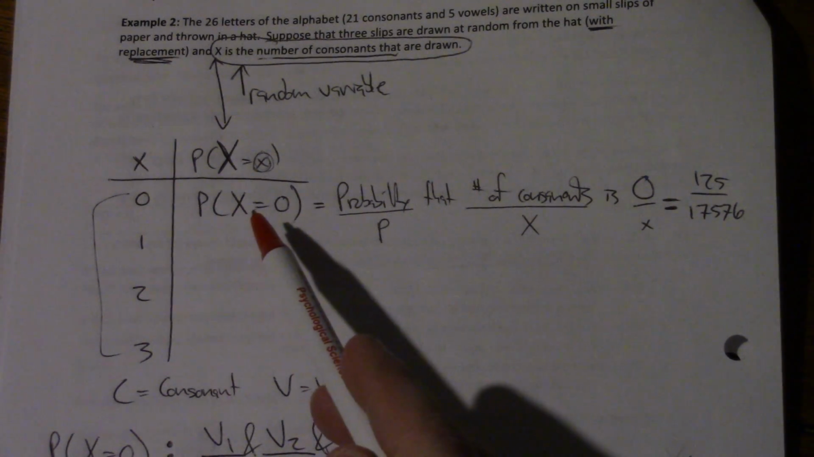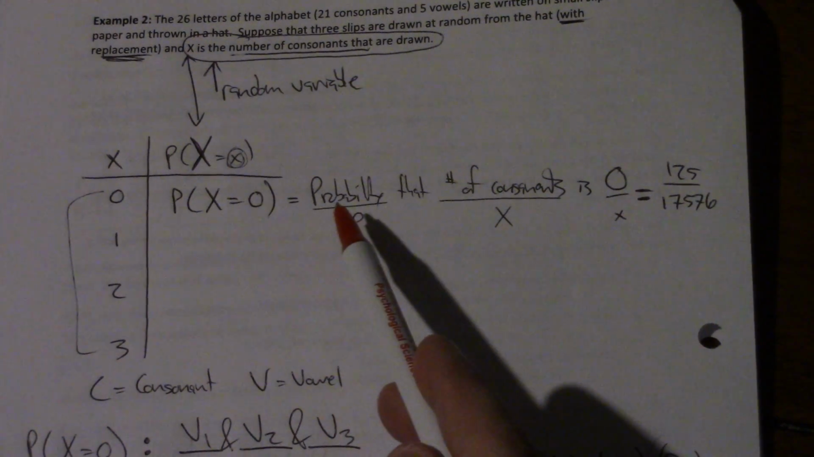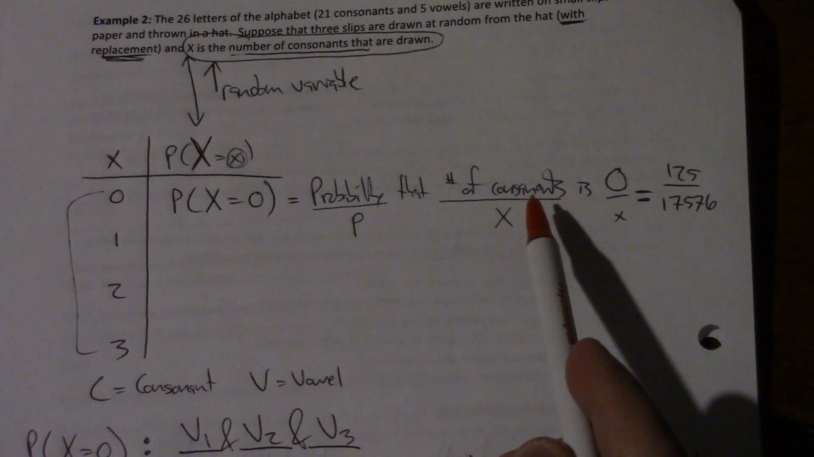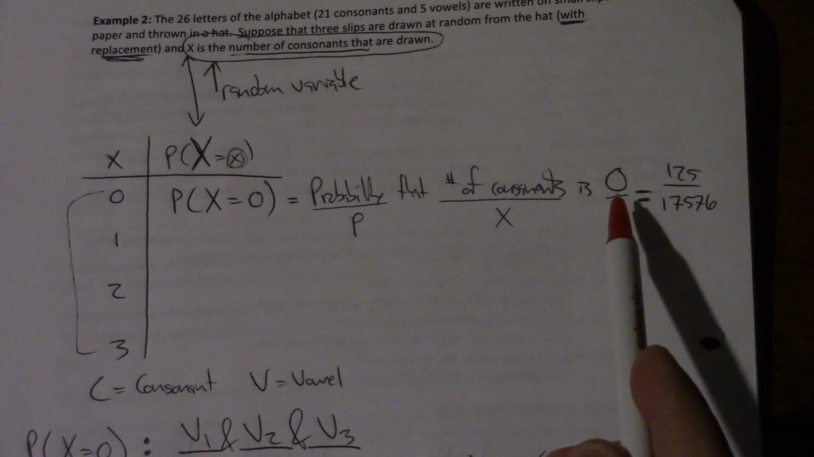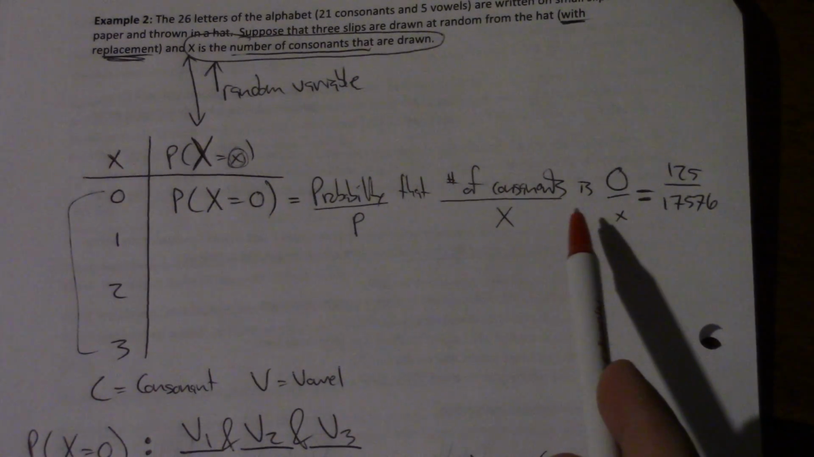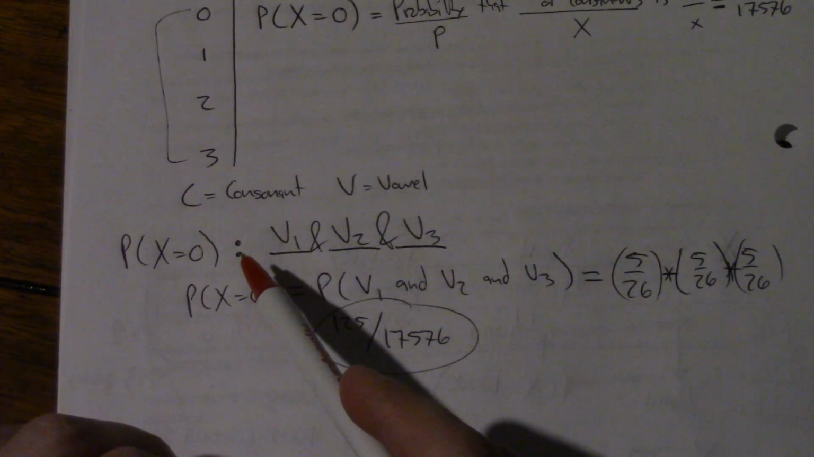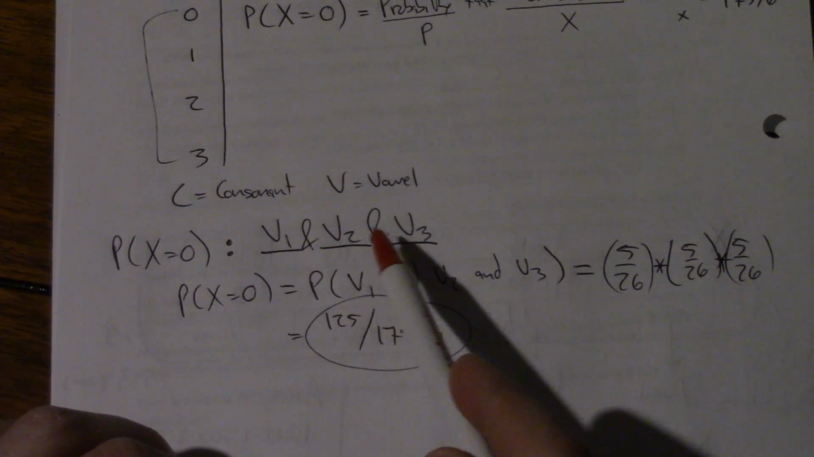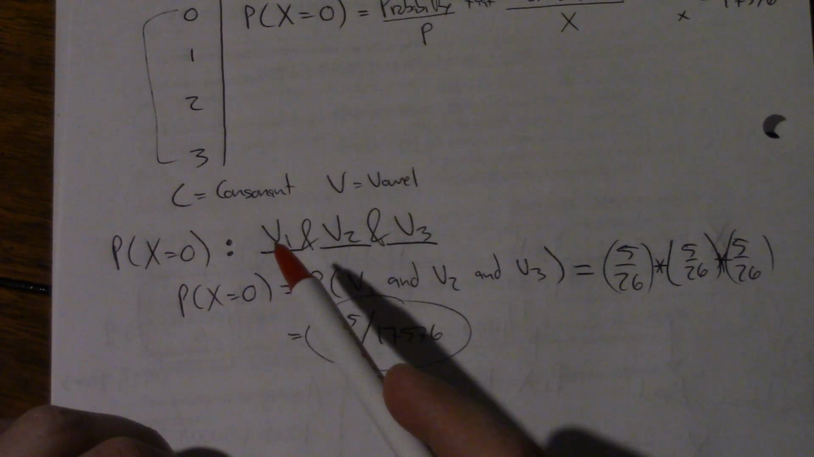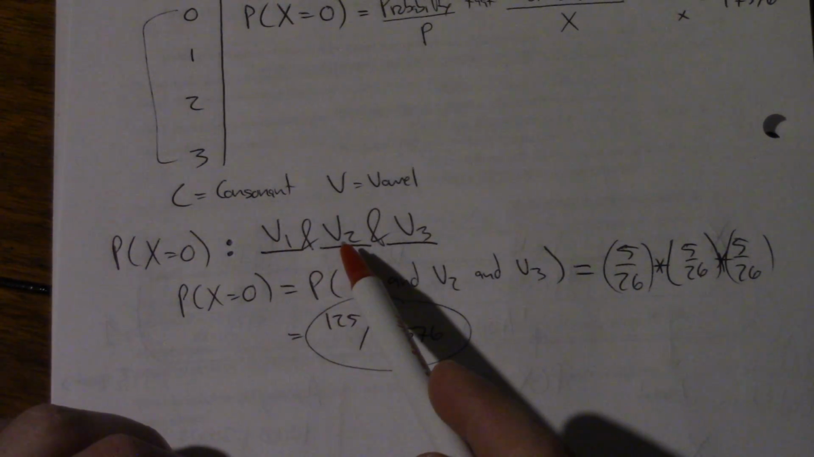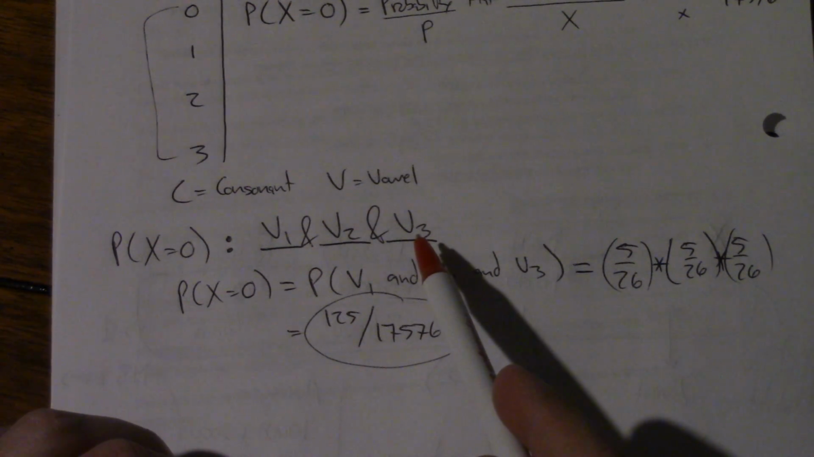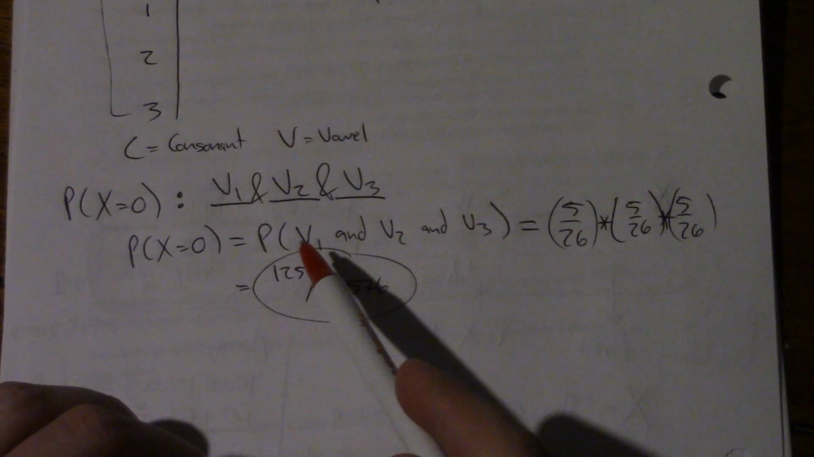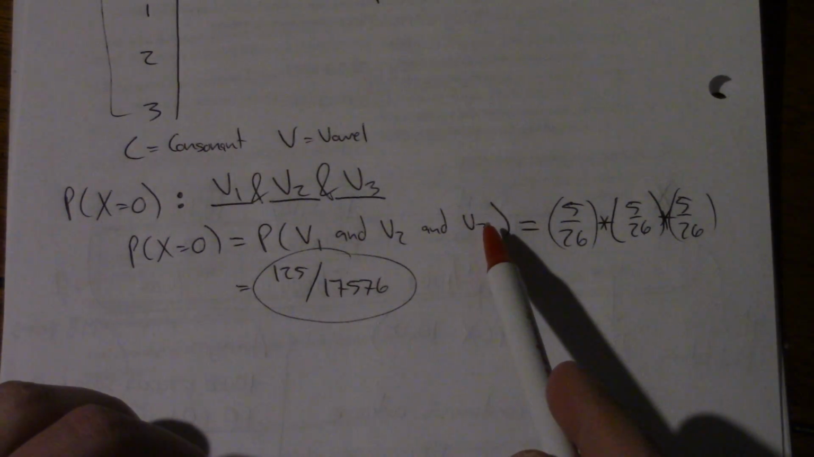As we translate that, what does that mean? What that stands for is, what's the probability, P, that the number of consonants we have in our 3 slips of paper, big X, is 0, little x. So we want to have 0 consonants. When we think about what our 3 slips of paper look like, if none of them are consonants, then they all 3 have to be vowels. The first one's a vowel, and the second is a vowel, and the third is a vowel. So when we're finding the probability that X is 0, that's the same as asking, what's the probability that we get a vowel, and a vowel, and a vowel?